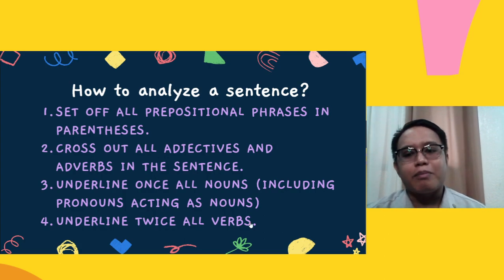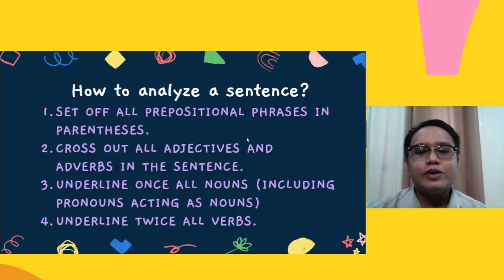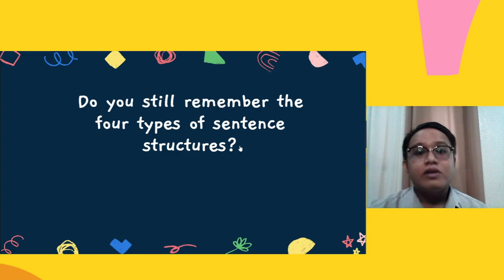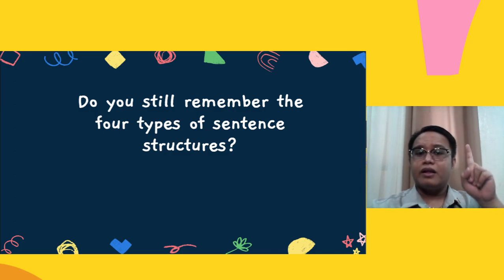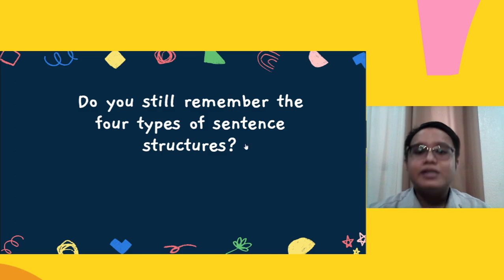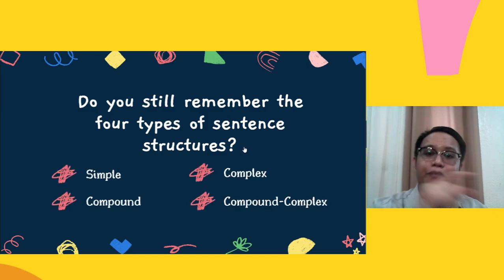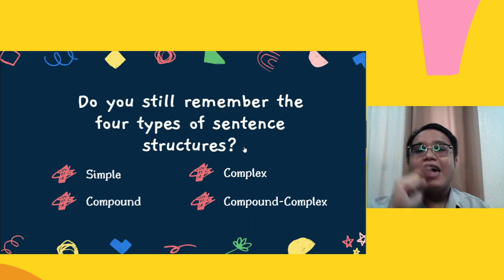So, do you still remember the 4 types of sentence structures? I think we talked about this one maybe for grade 7, but for grade 8 and grade 9, I think you had this one in your previous years. And you know what these 4 types of sentence structures are? These are the simple, the compound, the complex, and the compound-complex sentences.